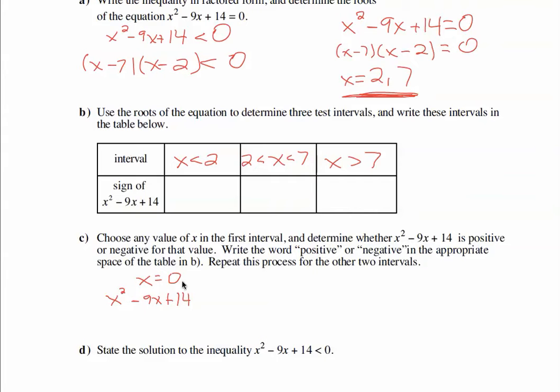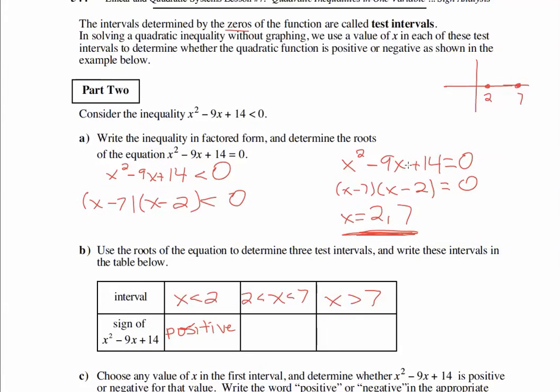So if I have x equal to 0, what is x squared minus 9x plus 14 going to equal? Remember, that's my equation. If we were to graph this, we would have y equals. Well, we simply input 0 into our equation for x. So we get 0 squared minus 9 times 0 plus 14. Well, this is obviously just equal to 14. And 14 is positive. So we'll write that we have positive values in the interval where x is less than 2. And if we want to look at this graphically, we'd have some sort of positive value here.